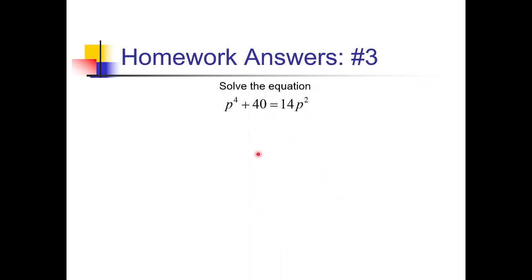To get started on solving this equation, let's begin by zeroing things out and subtracting this 14p squared to the left side, and I'll stick it between the p to the fourth and the 40 there. I like to have things in decreasing order of exponents.